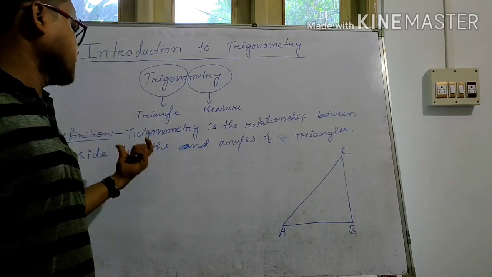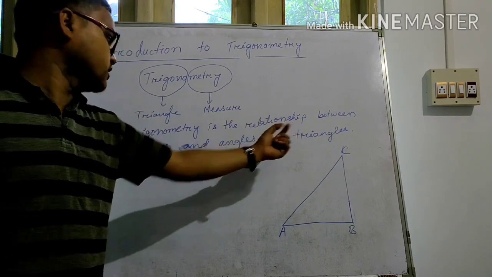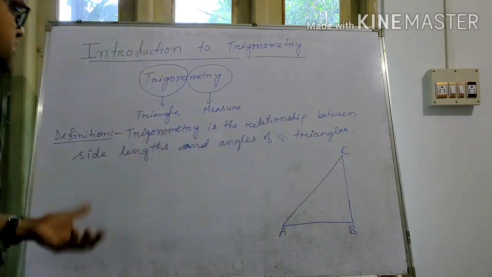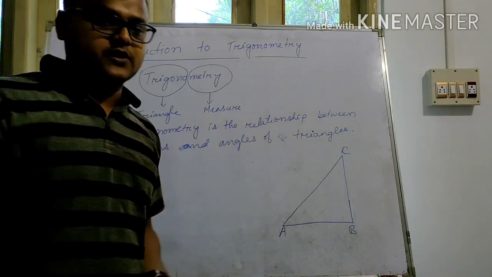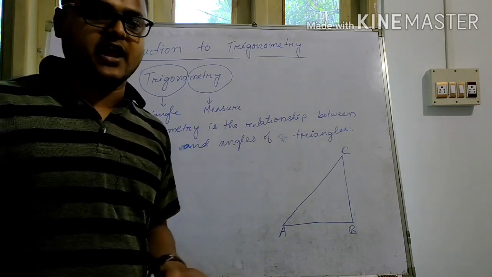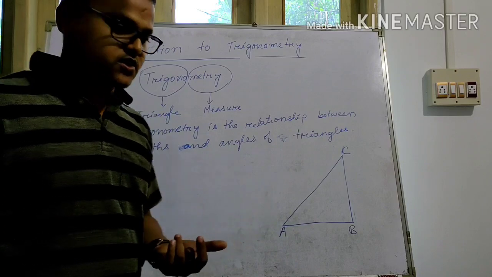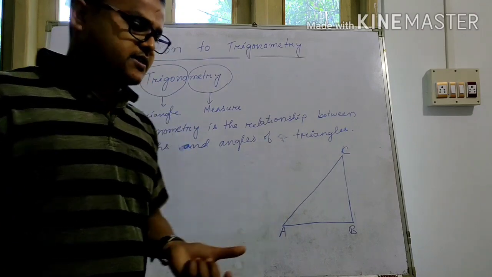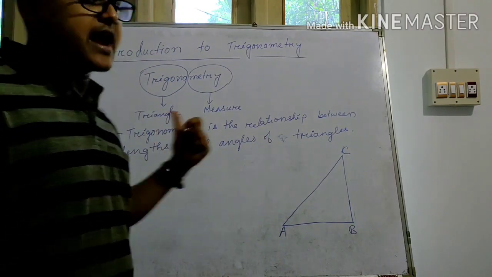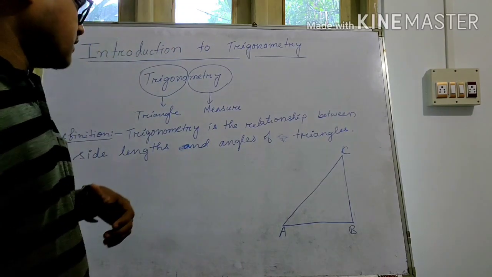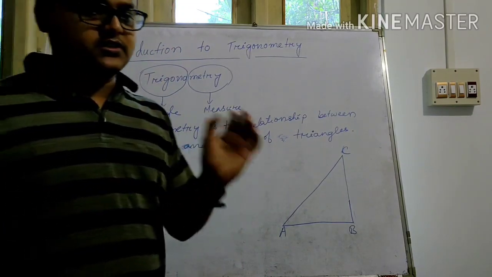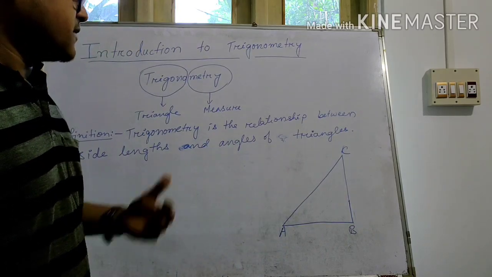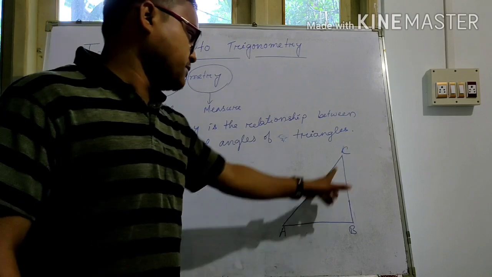Then the definition of trigonometry is: it is the relationship between the sides, lengths and angles of a triangle. Basically, in the trigonometry chapter, we only deal with the right angle triangle. So let us consider a right angle triangle like this, ABC.